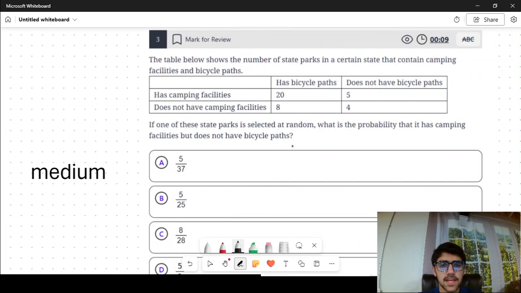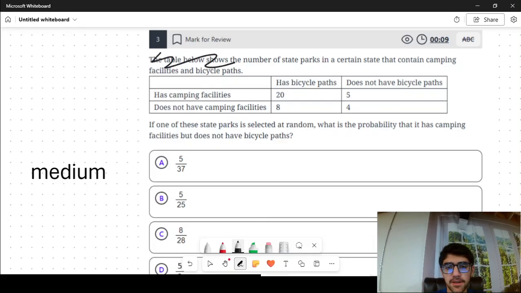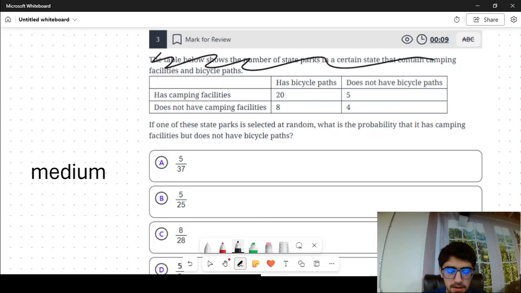This one tells us that the table below shows the number of state parks. Sorry, I also have a habit of always wanting to read the information, but you don't need any of this. And then it asks, if one of the state parks is selected at random, so we're choosing out of all of them, what is the probability that it has camping facilities but does not have bicycle paths?